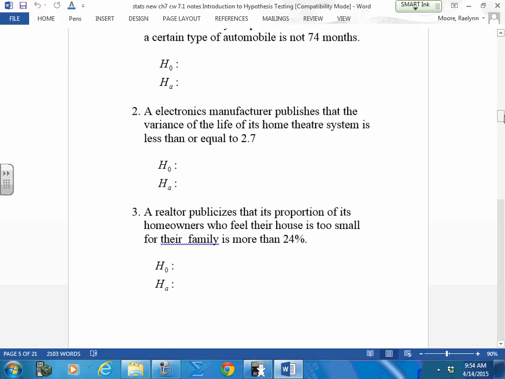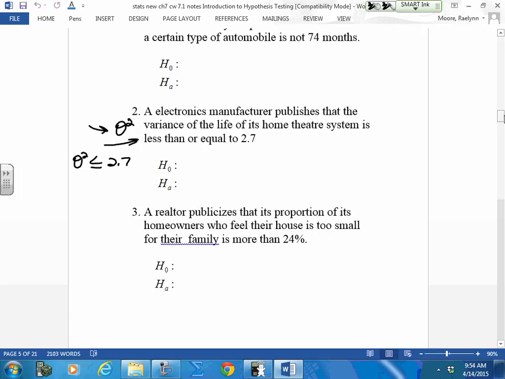So let's work the next one with me, Nick. An electronics manufacturer publishes that the variance, and we know this is the sigma squared, of the life of its home theater system is less than or equal to 2.7. So just give me the statement that qualifies for this first. The variance is less than or equal to 2.7.